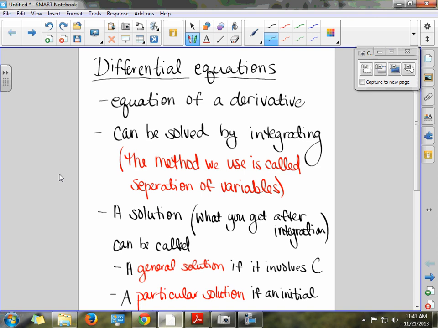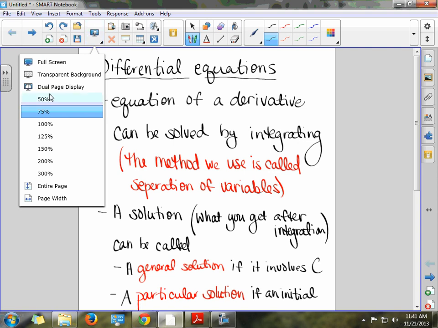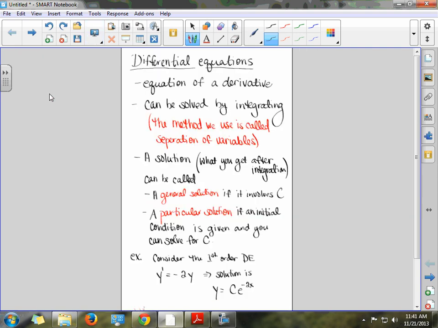We are going to talk today about differential equations. So I thought that we would start off with just a really basic lesson on how to solve differential equations and then how to create a graph that can represent all the possible solutions to a differential equation.